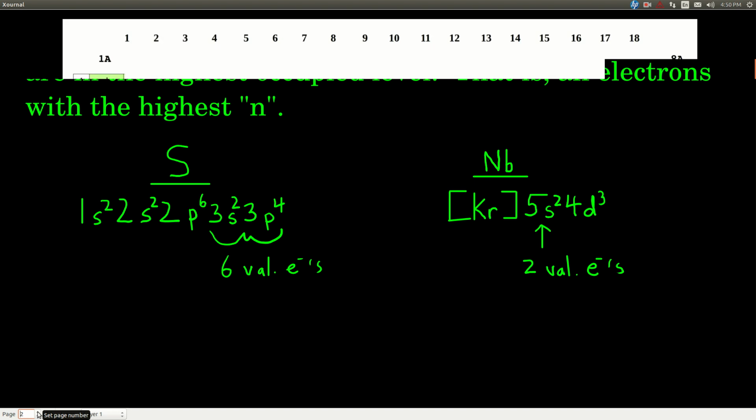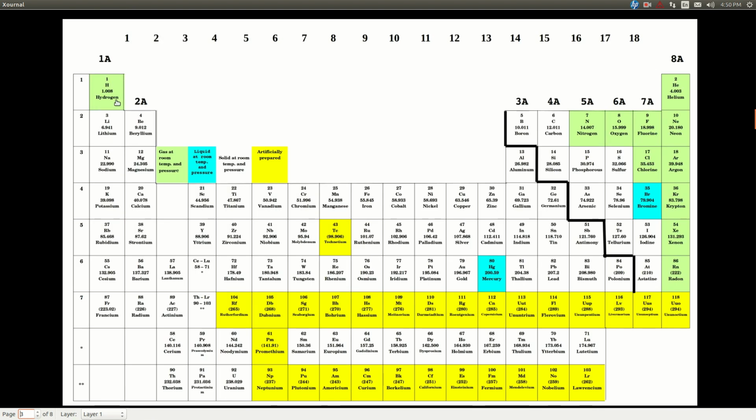Now, for the representative elements, remember that's the first 2 columns, alkali metals and alkaline earth metals, and from boron over here through the noble gases, this block here, you can look at the periodic table and just tell how many valence electrons they have. Everything in the first column has 1 valence electron. Everything in the second column has 2 valence electrons. Skipping the transition metals, everything here in the 3A has 3 valence electrons, 4, 5, 6, 7. Now here, helium only has 2 electrons total, so helium only has 2 valence electrons. Otherwise, every noble gas has 8 valence electrons.